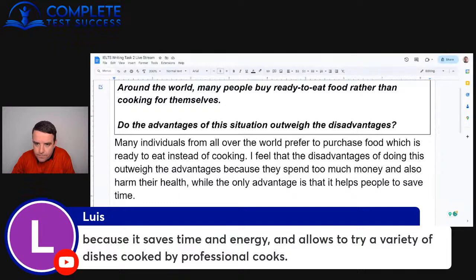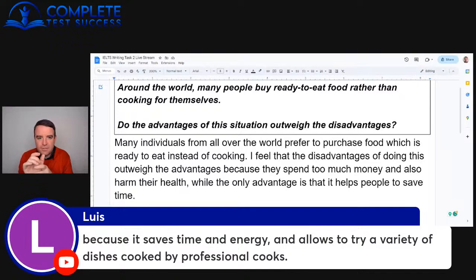Okay, so Lewis, because it saves time and energy and allows to try a variety of dishes cooked by professional cooks. So those are 2 advantages. It saves time and energy. What I would generally say to my students, it saves time and it saves energy. Is that the same thing? Or is that 2 different things? And the problem then is, well, really it's 2 different things, but you're writing about that as if it's one idea. It saves time and energy, but it's not really one idea, it's 2 ideas.